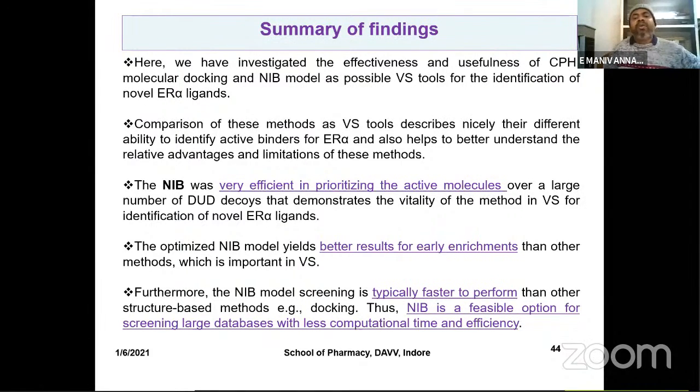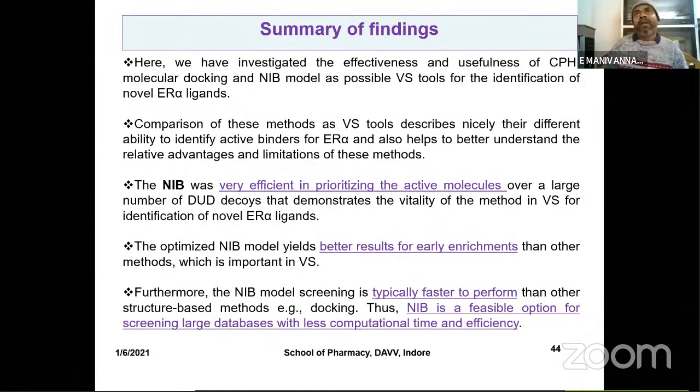The NIB method was very efficient in prioritizing the active molecules over a large number of decoys and also chemical libraries. The optimized NIB model yields better results for early enrichment than the docking models or pharmacophore models. Further, negative image-based screening is typically a faster method, therefore it is a feasible option for screening large databases with less computation time and good efficiency.